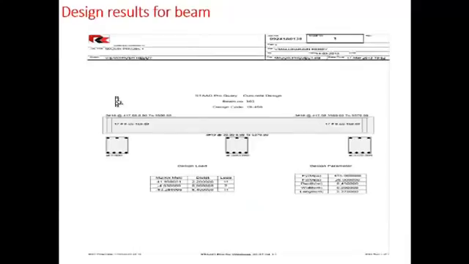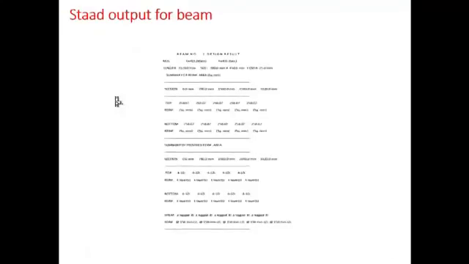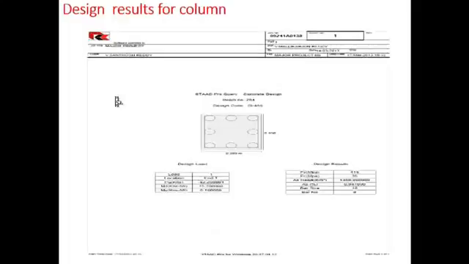This is the result for the beam, showing the reinforcement details of each individual beam. This is the Staad output for the beam, showing the sectional area, top reinforcement, bottom reinforcement, provision of spacing, and shear reinforcement.